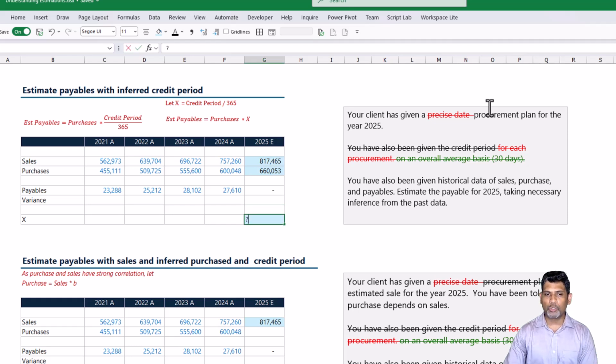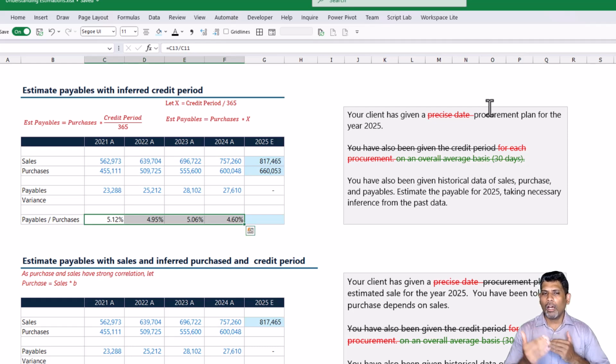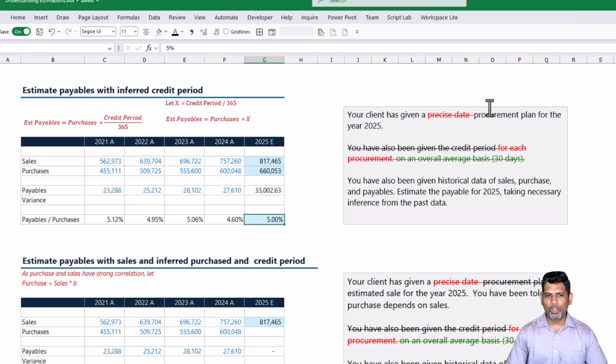But the only question is, what is that X? We don't have this data. What we're going to do is infer it from the past. So I'm going to calculate the value of this X. This X is basically payables by purchases. So payables upon purchases, if I calculate it for the last few years, 2021 was 5.12, let me copy paste. It's hovering around the 5% mark. So I can directly take it as 5%, or I can take it as an average of the past.